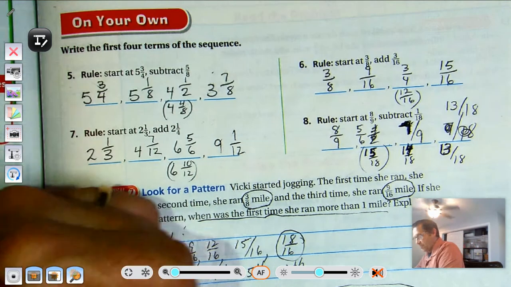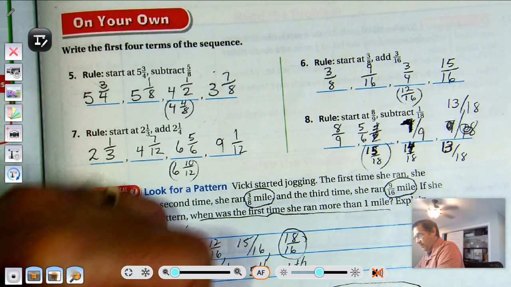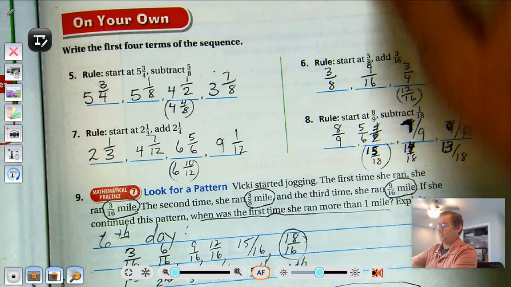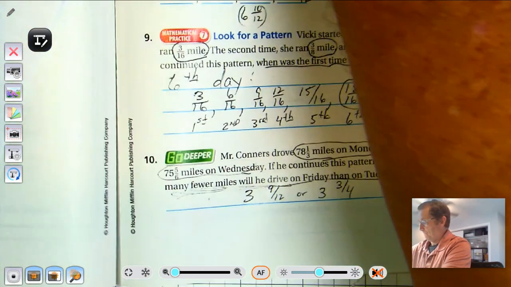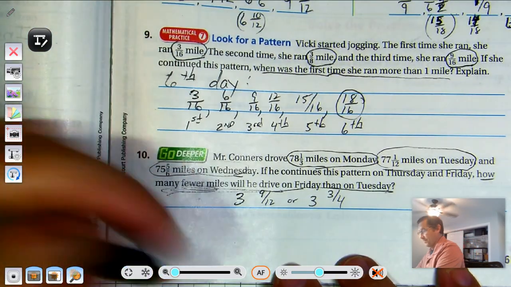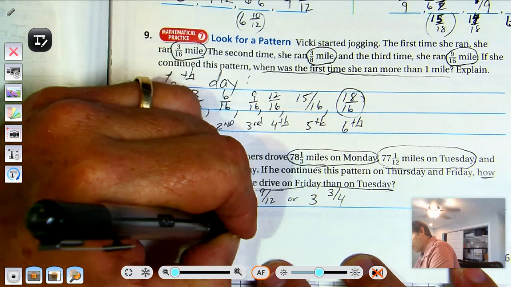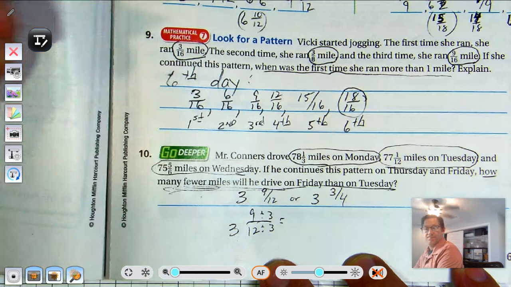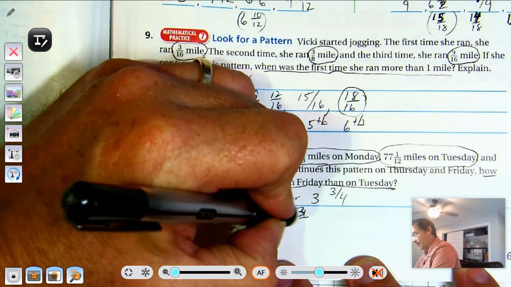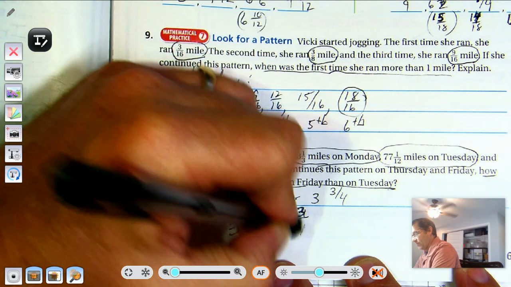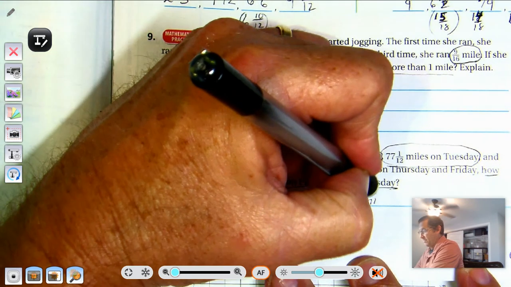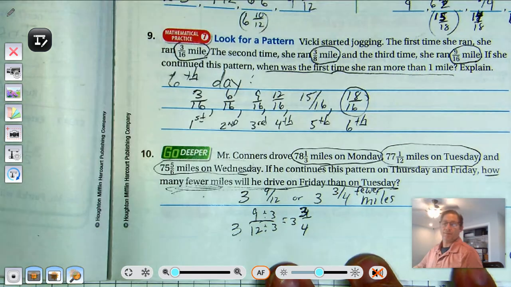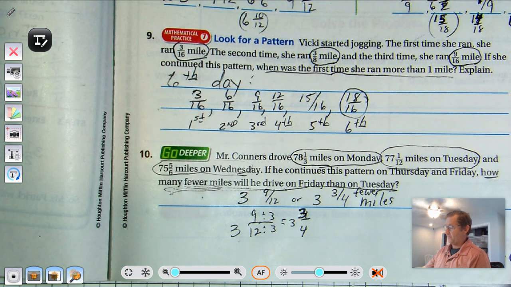So 3 and 9/12 or 3 and 3/4. A common factor of both 9 and 12 is 3. 9 divided by 3 is 3, and 12 divided by 3 is 4. So 3 and 3/4 miles fewer miles. 3 and 3/4 fewer miles.